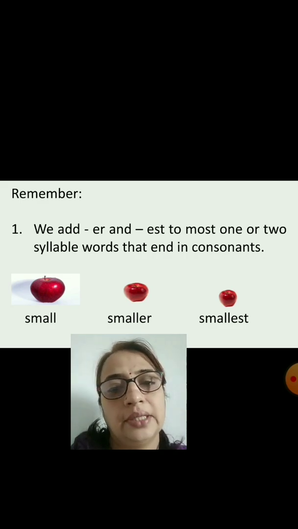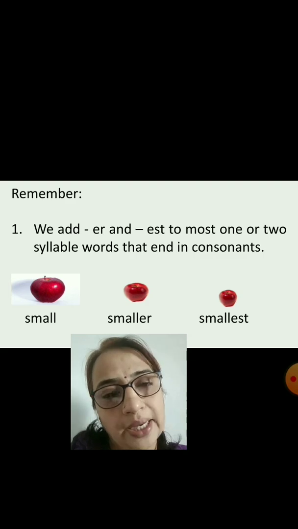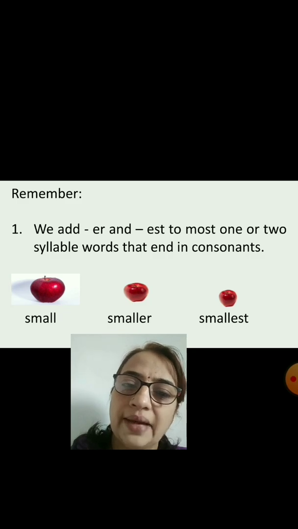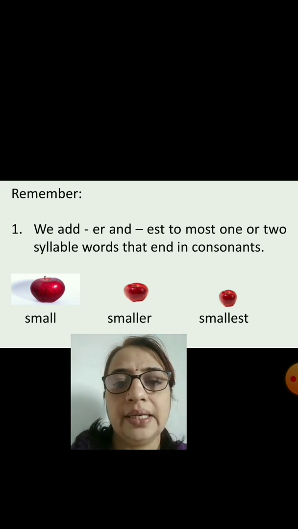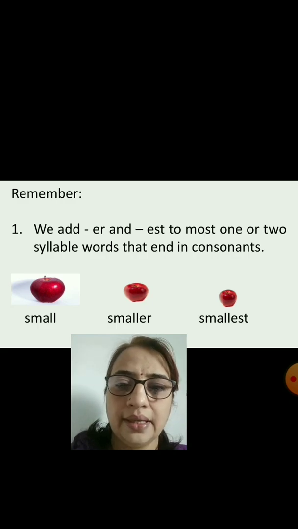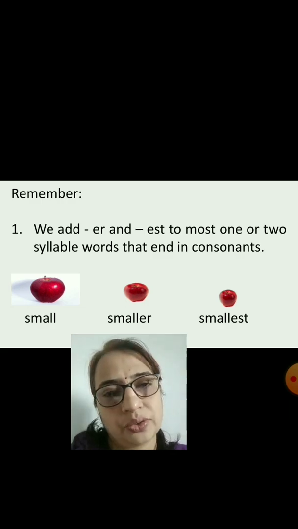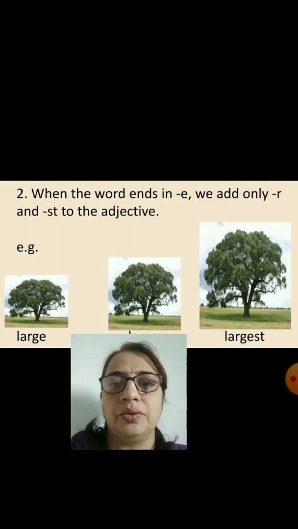We are comparing the size of the apple. And we found that picture 1 apple is small. In picture 2 the apple is smaller. And in picture 3 the apple is smallest. And as per our rule, the word is ending with the consonant. So we have just added ER to make it comparative degree and EST to make it superlative degree. The first rule says we add ER and EST to most one or two syllable words that end in consonants. Let us move ahead and see the next rule.